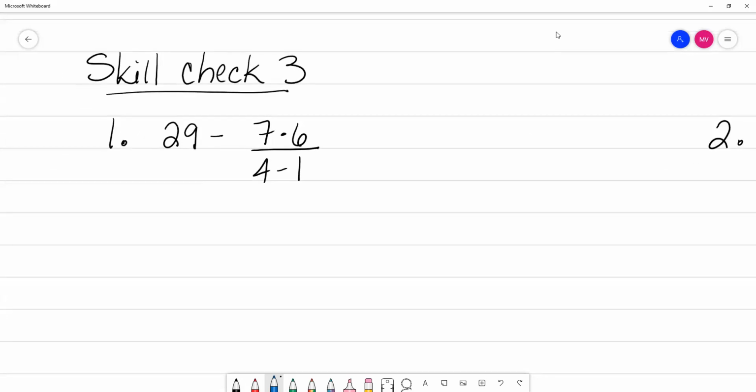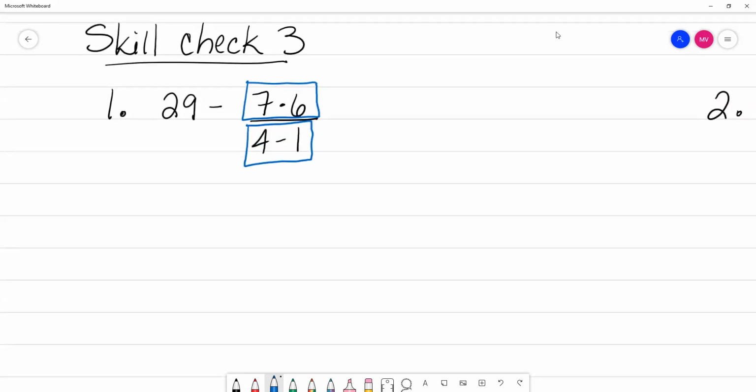Okay, so for skill check 3, for number 1, what do I need to do first? Okay, so we got to do the 7 times 6 first, and then what else do we need to do? Yeah, we do our numerator and our denominator first. We have to do those operations. So the 29 stays the same. And I am subtracting what from 29? So we'll get there in a minute.